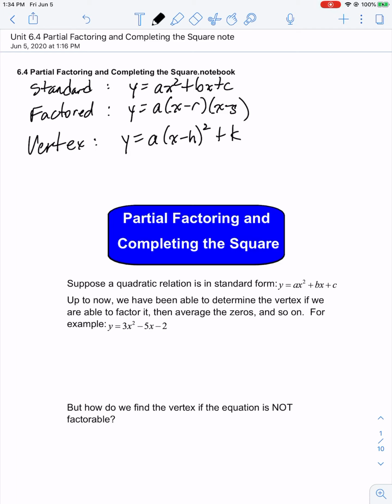So x and y are the two variables that you're trying to find the relationship between. The x is the variable on the horizontal axis, that's your independent variable. The y is the variable on the vertical axis, which is your dependent variable. And then a, b, c, r, s, h, and k are all what we call parameters, which tell us something about that parabola. It tells us something about the relationship.